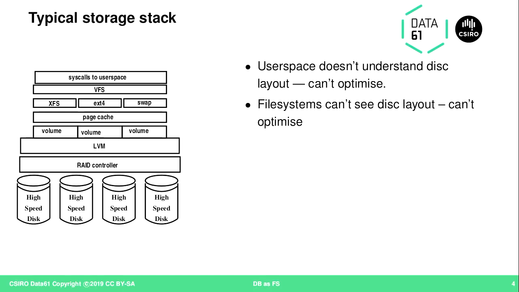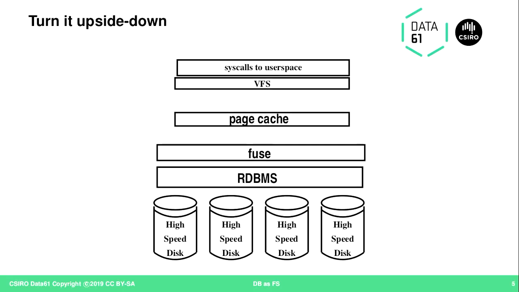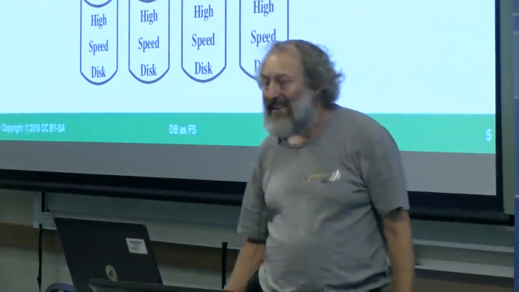So let's try turning it upside down. Let's put a relational database management system right at the bottom, directly on the disks, which is as close as we can get to the hardware. Put FUSE or something on the top because database managers want to talk to user space. They don't want to talk to the kernel. And FUSE lets you put a file system in user space. And then we can have all those other things on top, and let's see what's going on. I've wanted to do that for ages.